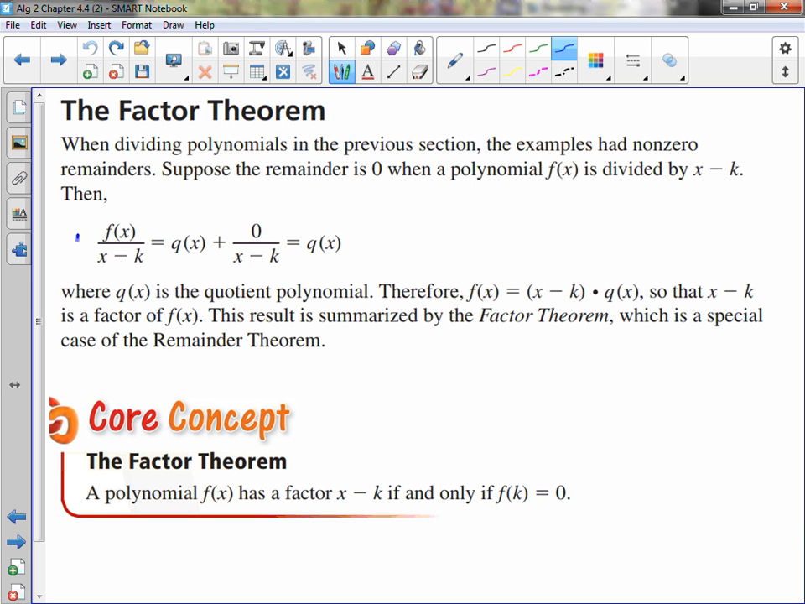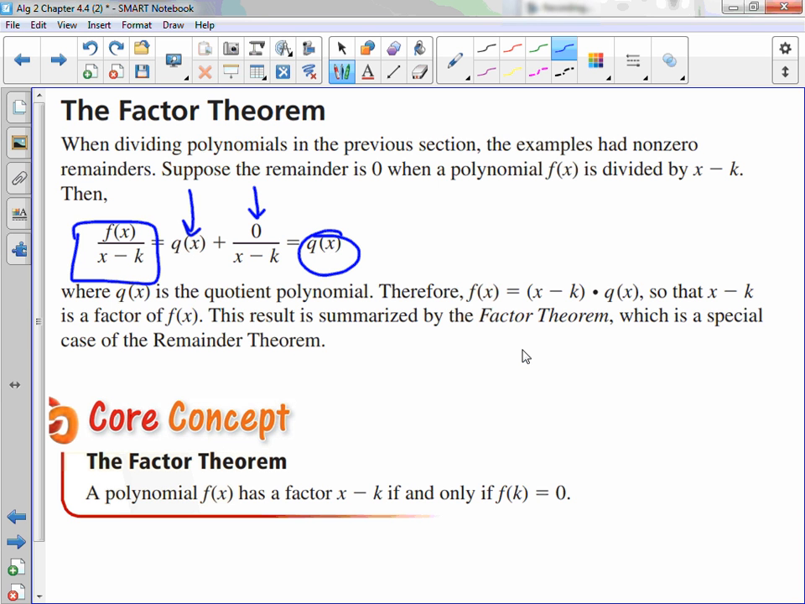So when we do the division, we get our whole numbers, whatever that polynomial is, with a remainder of 0 over x minus k. And 0 over anything is just going to be 0. So we're just left with the quotient q of x, the quotient polynomial. Therefore, x minus k times q of x will give me back the original function. And really what this is saying is that it is a factor. Whatever we divide, if we get a remainder of 0, then it is a factor.